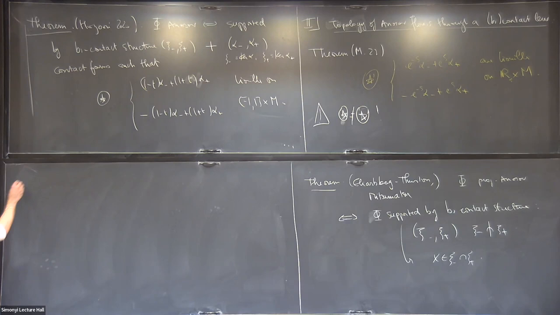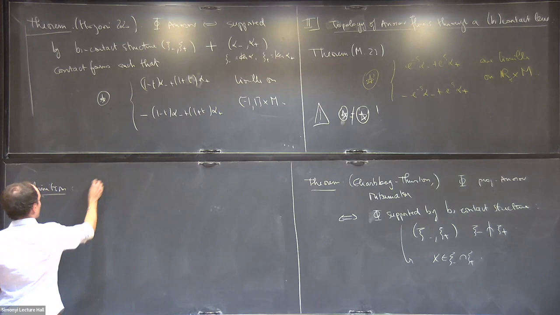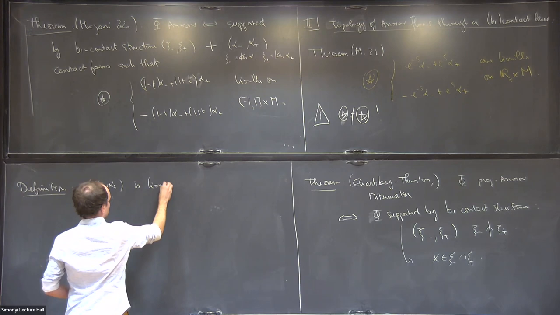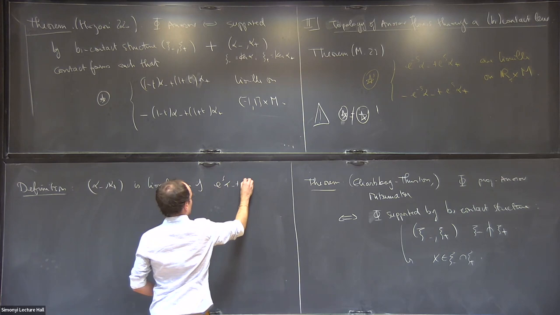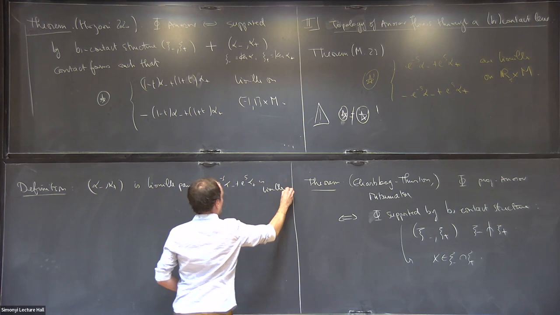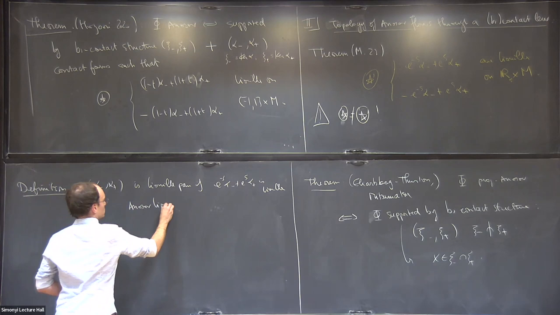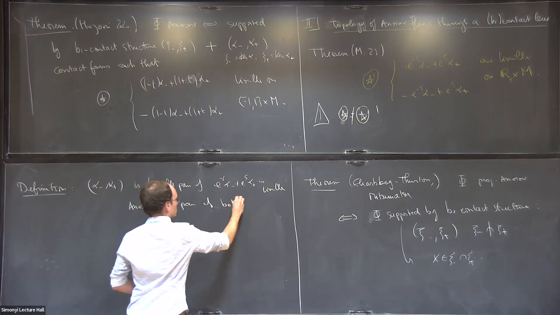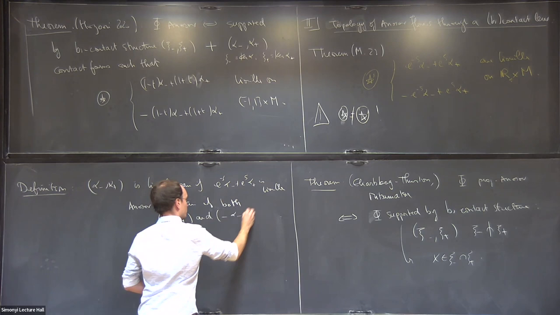So let me say that a pair of contact forms is a legal pair if the exponential interpolation between alpha minus and alpha plus is legal. And I'll say that it's an Anosov legal pair if both alpha minus, alpha plus and minus alpha minus, alpha plus are legal pairs.